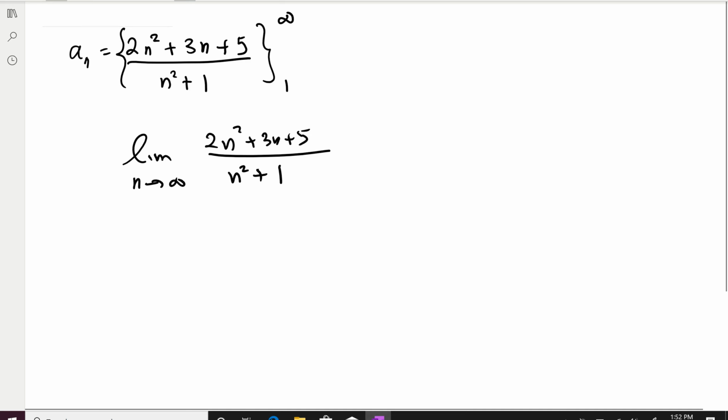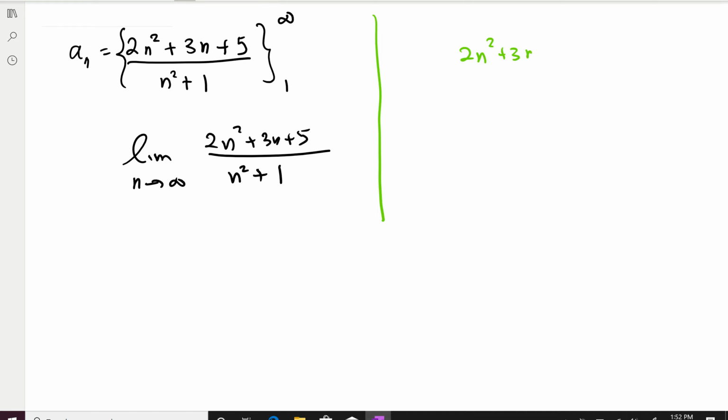Now, forget about this for a moment, okay? Let us take this numerator, 2n square plus 3n plus 5. Okay, on a second thought, I'm going to write it as 2x square plus 3x plus 5. I'm going to write it as a function. It's just the same numerator, I just replaced n by x. Let's try to think of it as a function. Now, this is a polynomial.